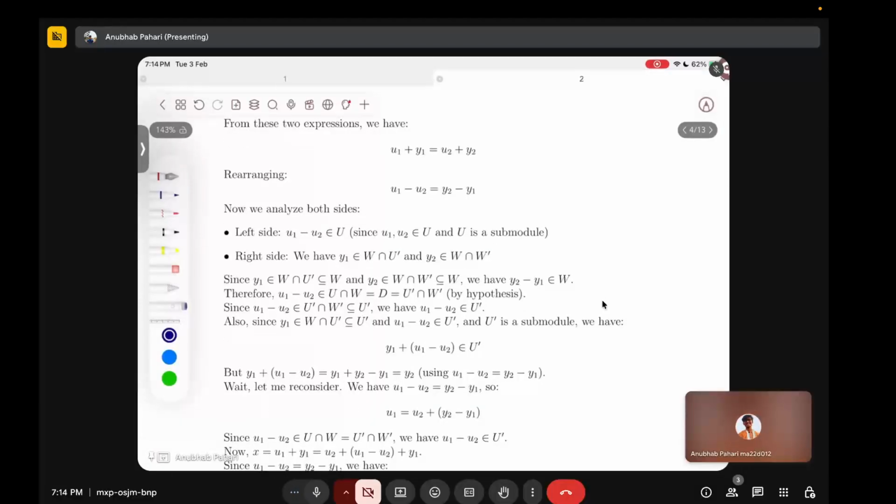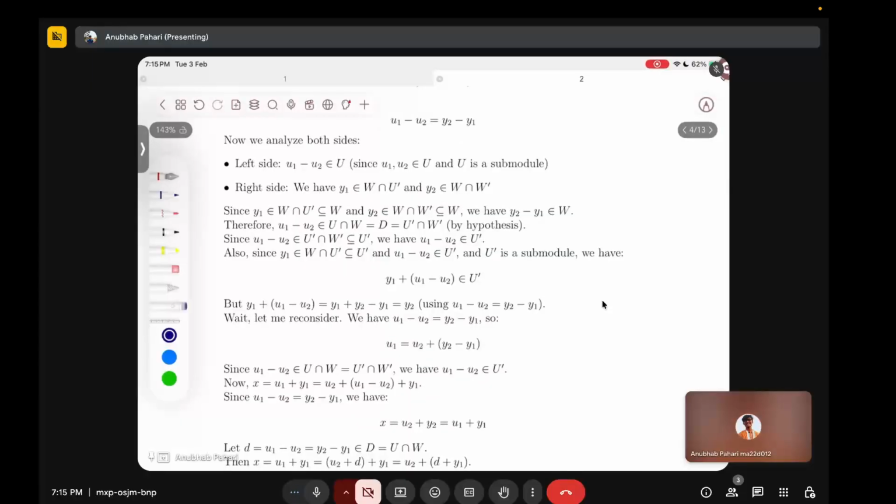And yeah, so earlier we had that u1 minus u2 belongs to this and this, and this belongs to, sorry, u prime, so therefore we have this. And also since y1 belongs to u prime and this belongs to u prime, and u prime is a submodule, this element belongs to u prime, but y1 plus u1 minus u2 can be written in this form, this y1 plus y2 minus y1, because this is getting subtracted by this, which is y2.